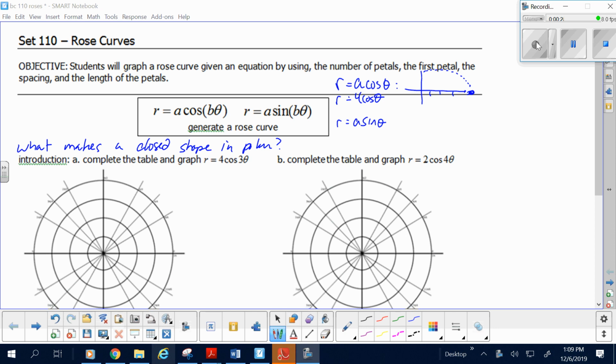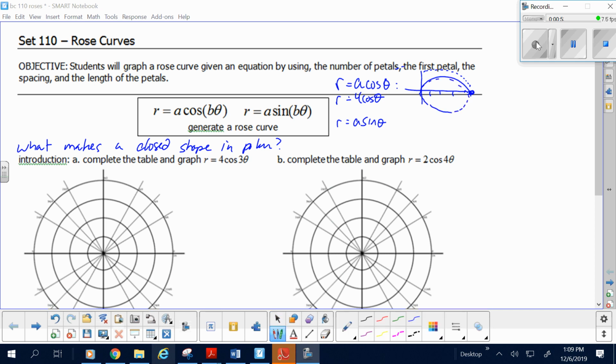As the angle gets bigger and bigger, cosine of those angles get smaller and smaller. Now, if cosine gets smaller, r gets smaller. If r gets smaller, then the distance you travel from the origin gets smaller. So we're going to gradually work into the origin at pi over 2, yeah? And then as we go into this quadrant, r is negative, which means we're going to back up, and that's how we complete a circle.